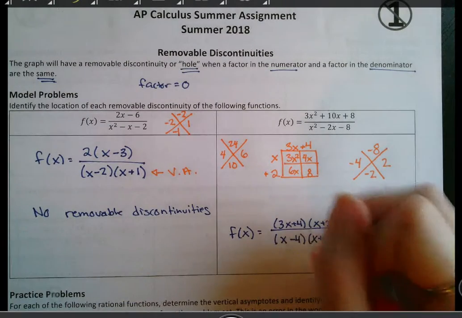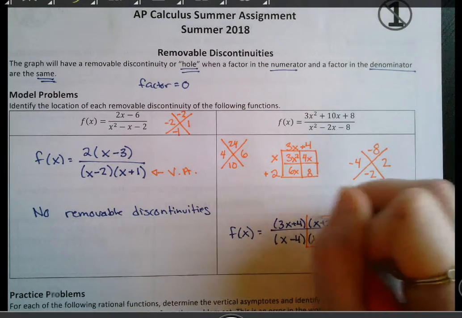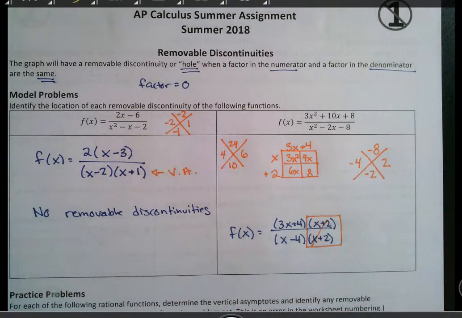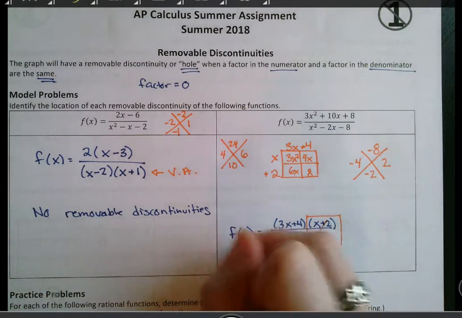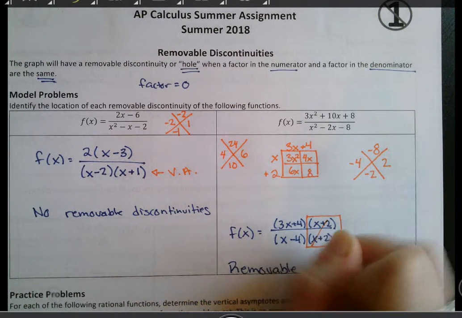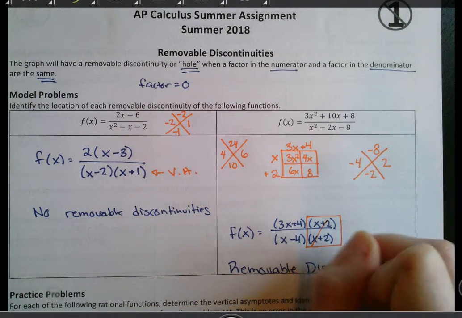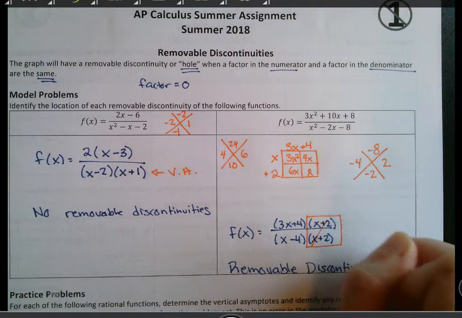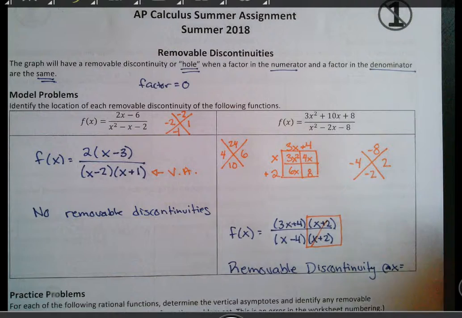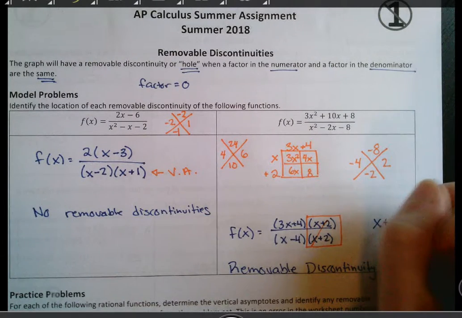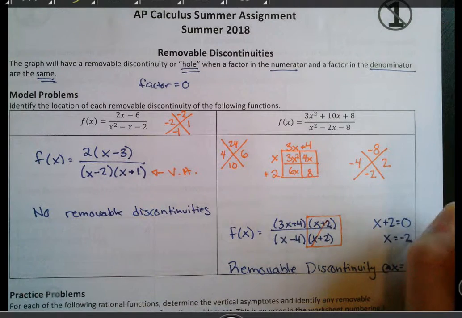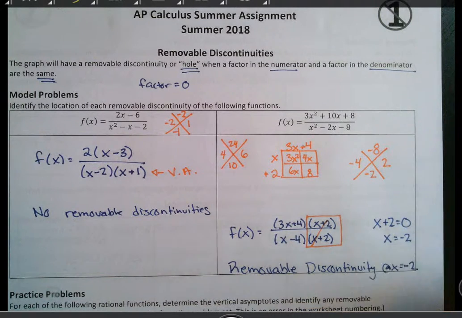Well, these two factors on the numerator and denominator are the same. So technically these can cancel out, but there's going to be that removable discontinuity. It's going to be at x equals, we take that factor x plus 2, set it equal to 0, x equals negative 2, so at x equals negative 2.